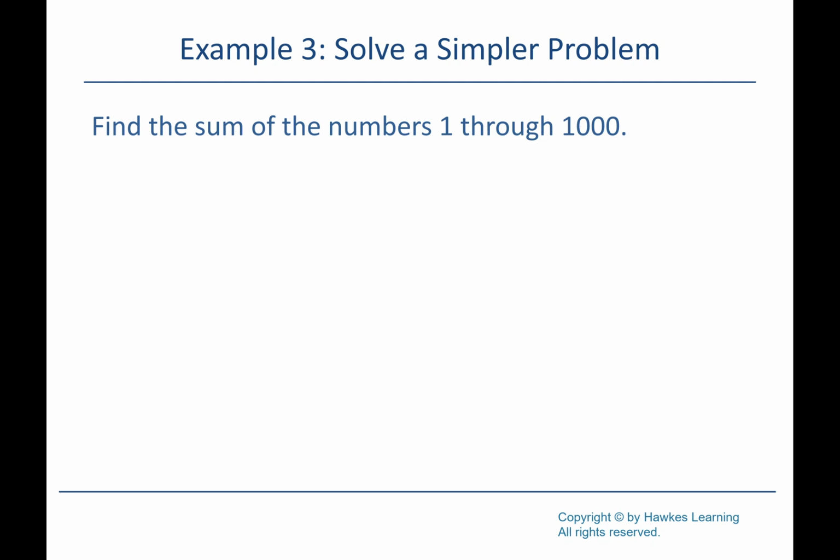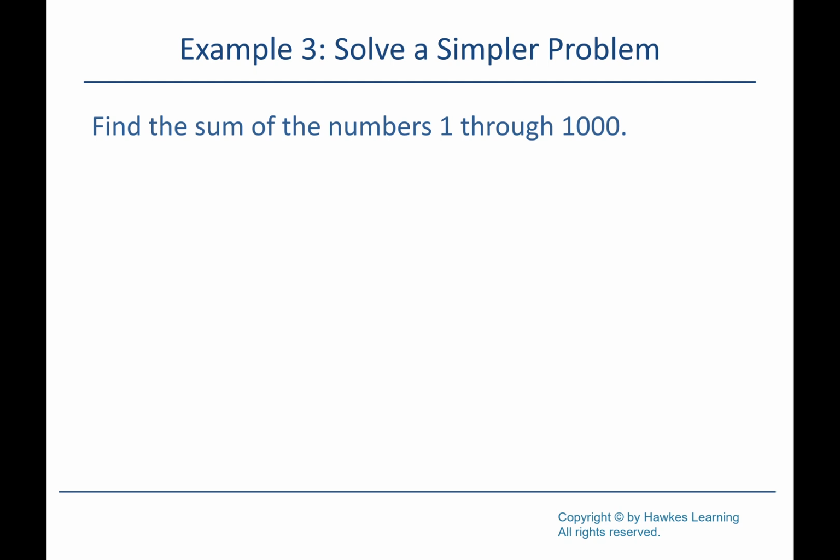This one says find the sum of the numbers 1 through 1,000. So that's saying we want to do like 1 plus 2 plus 3 plus 4 plus 5 all the way up to 1,000. Okay.